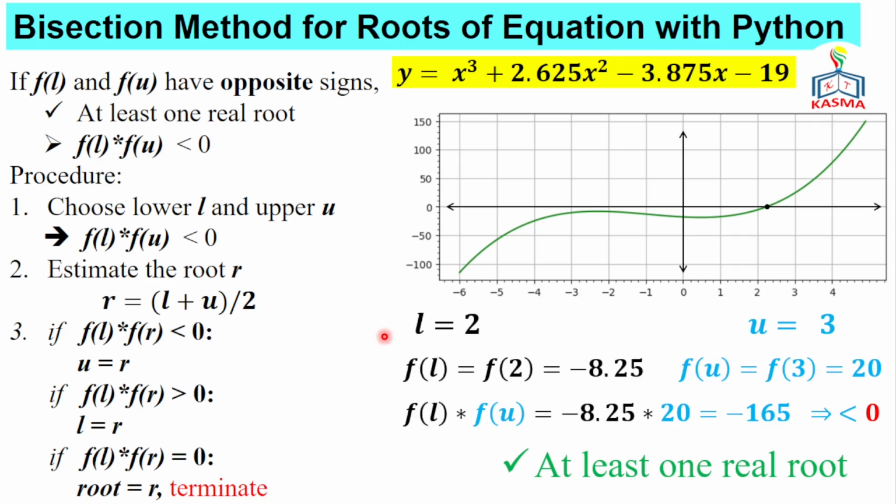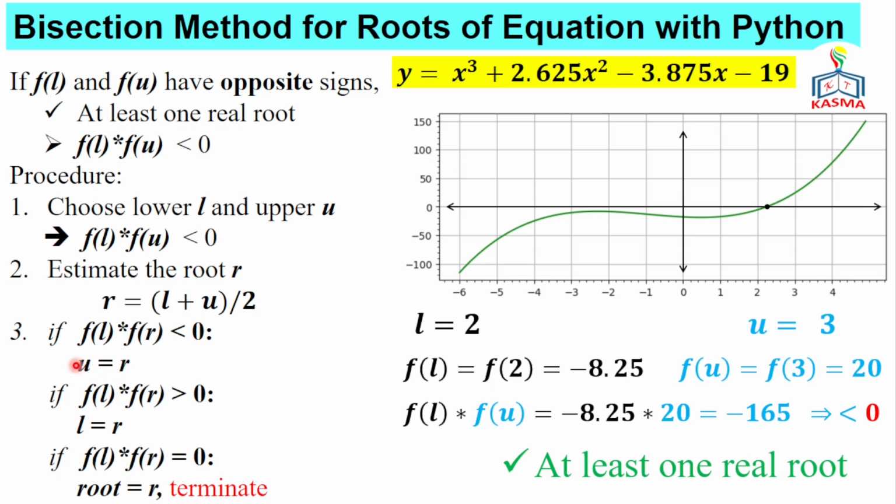The second step is to estimate the root at the middle point. That means we'll sum the lower and the upper, and then divide by 2. So it might be the root. Once we get that, the third step has 3 conditions. We substitute that root in the function. If f of L times f of R is a negative number, we'll update the upper interval to be the root, so U will be the root r.